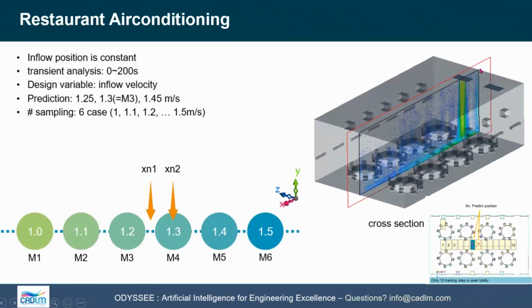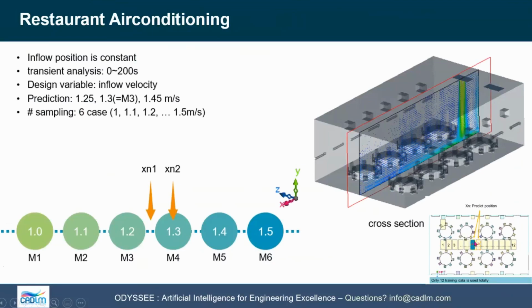Here it's a more complex situation. We have a restaurant air conditioning situation to optimize. The idea is to know where I should put the air conditioning, which is actually a box you can move on this line. This is a restaurant ground floor. Here you can see those are the tables, and these are the positions where you can put your air conditioner.